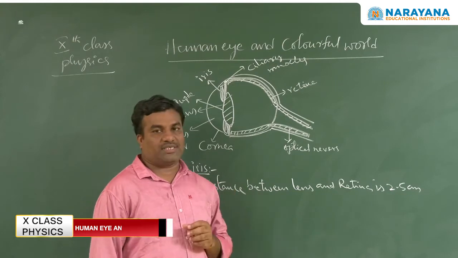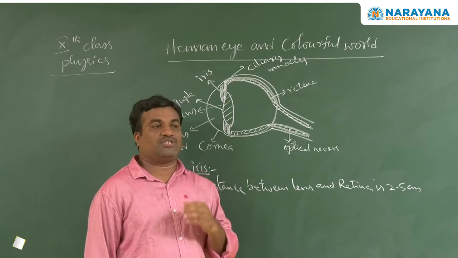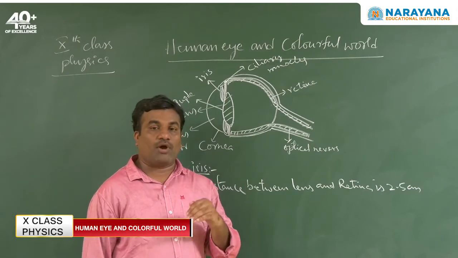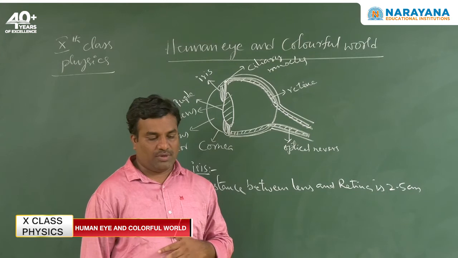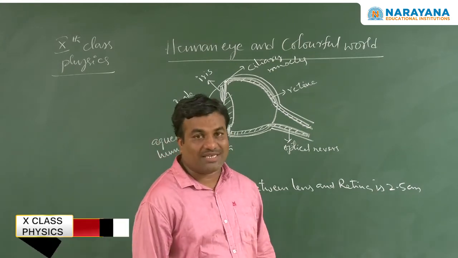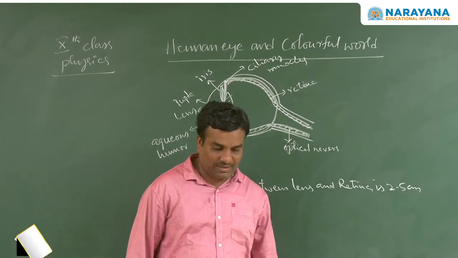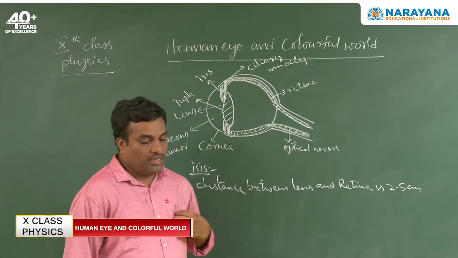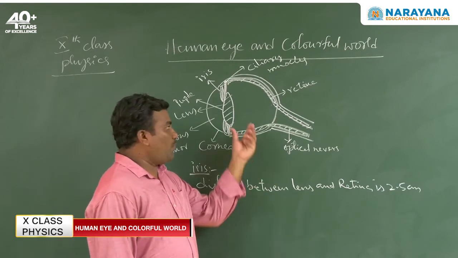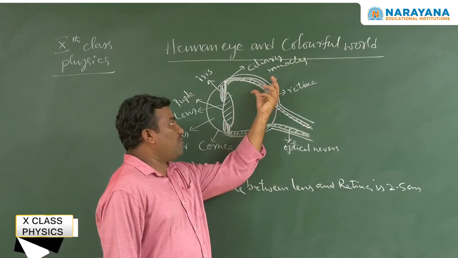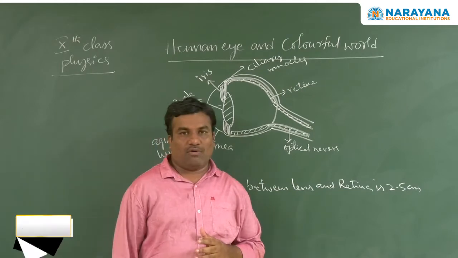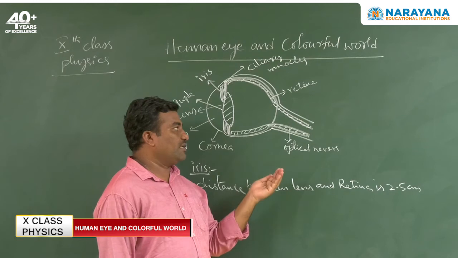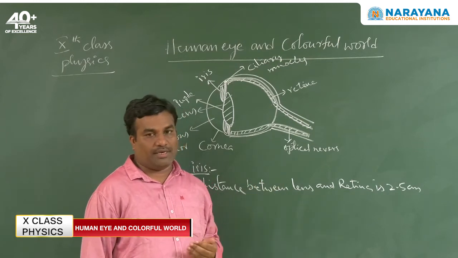This process of changing the focal length, either increasing or decreasing, is called accommodation. The process of adjusting the focal length of the eye lens is called accommodation. So based on the maximum focal length and the minimum focal length, we get images on the retina.